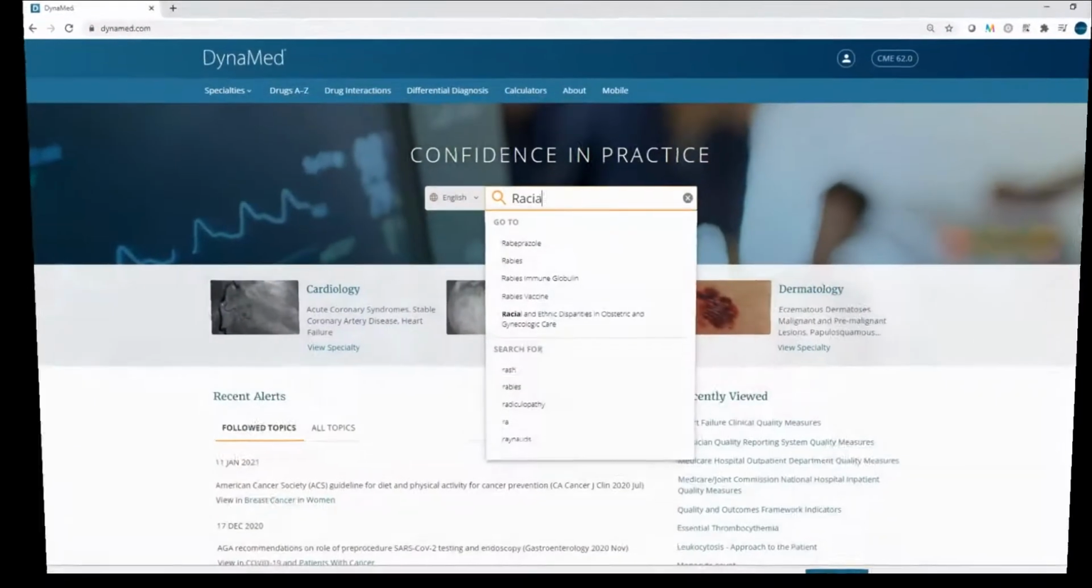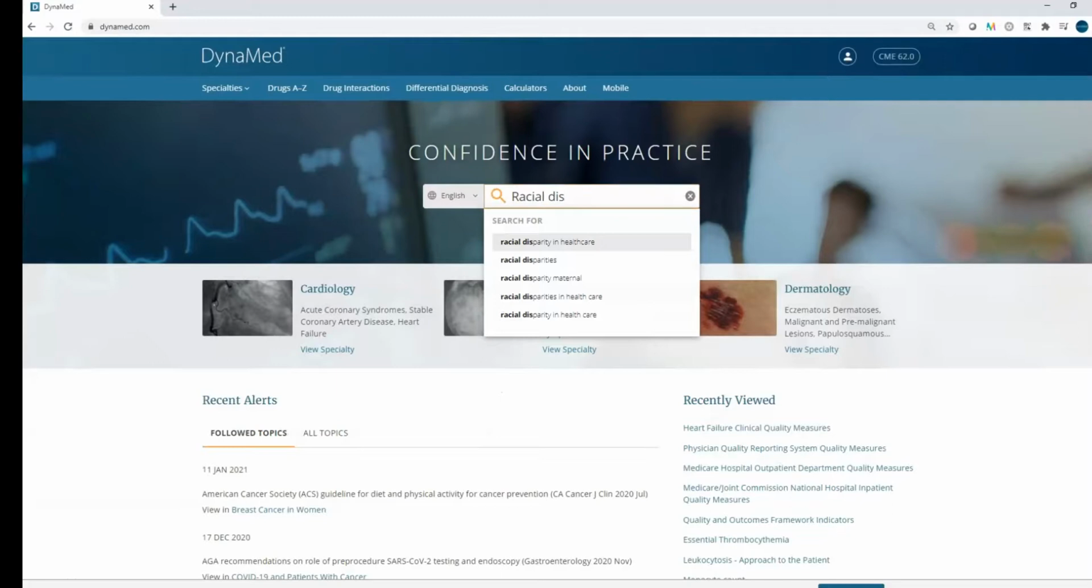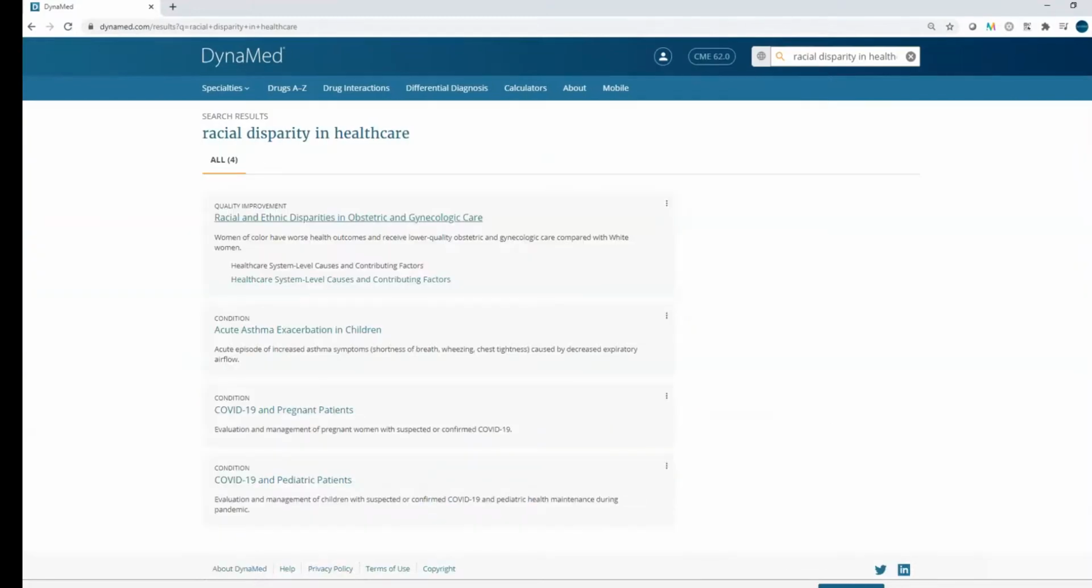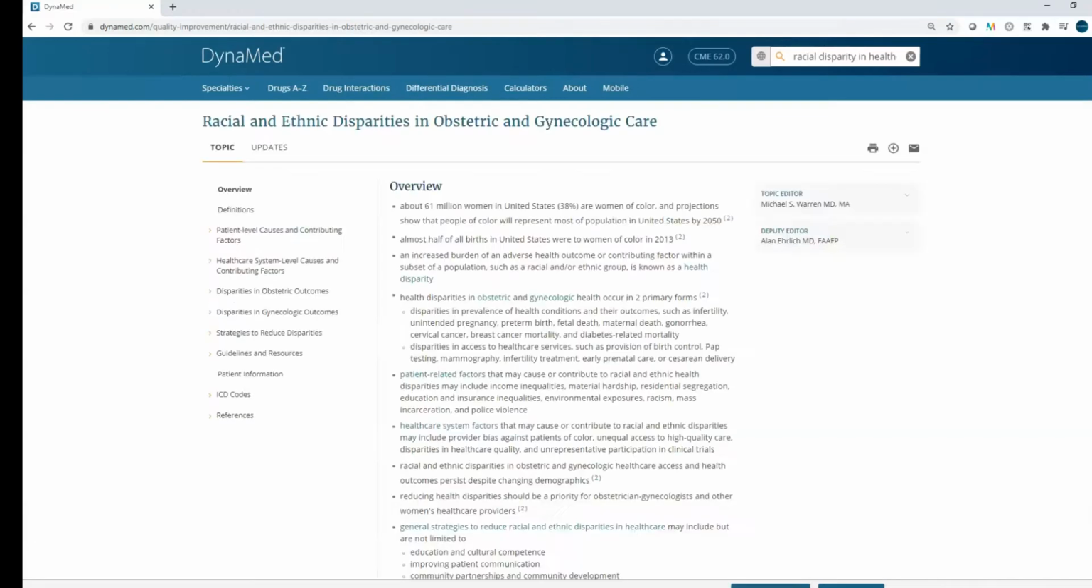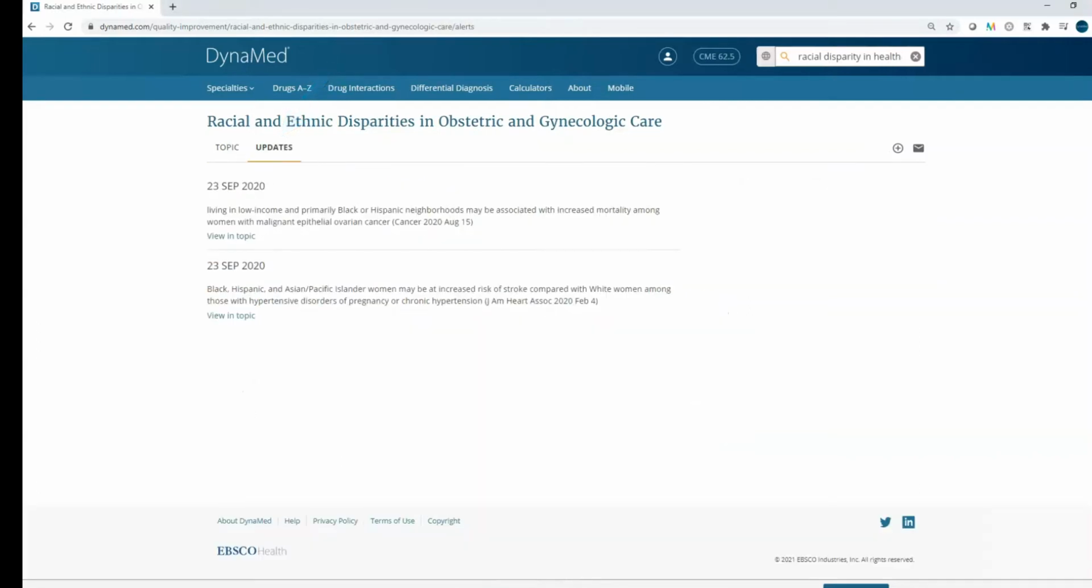In honor of Martin Luther King Jr. Day, I wanted to highlight a quality improvement topic on racial and ethnic disparities in obstetric and gynecologic care. And while we are discussing this on Martin Luther King Jr. Day, this is relevant information anytime. If you are a clinician, quality improvement officer, or healthcare administrator, you may find it helpful to read more about the racial disparities that exist in this specialty and how they can potentially be addressed. And DynaMed is able to stay current on topics like these by updating them when new evidence is available.